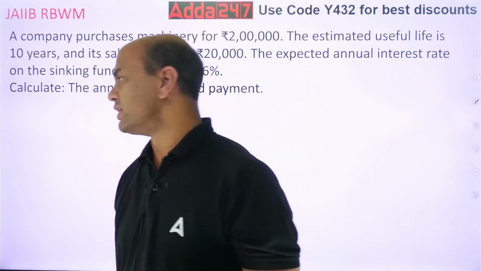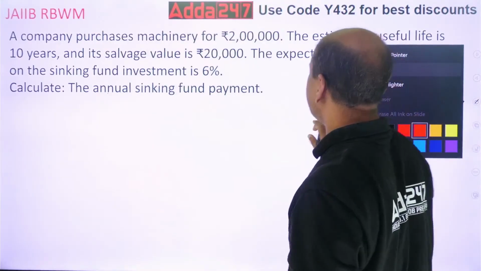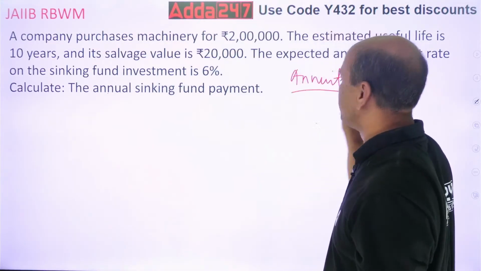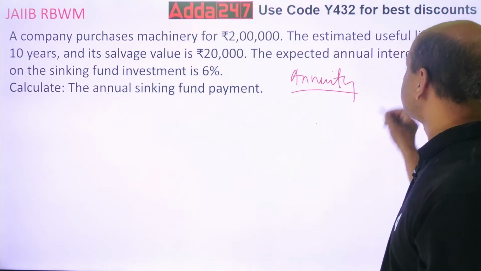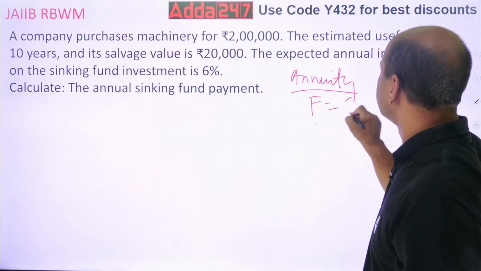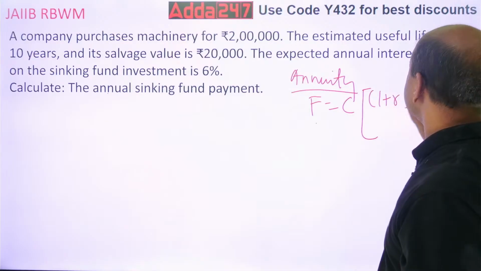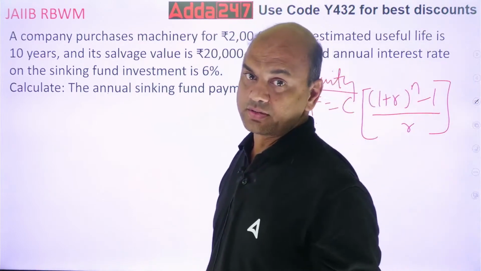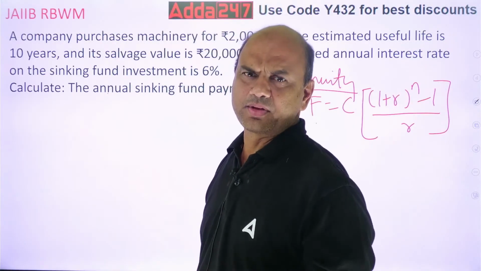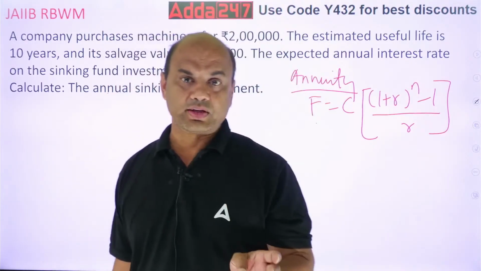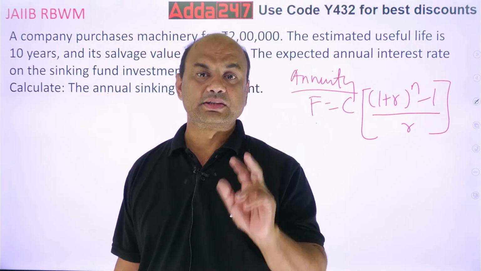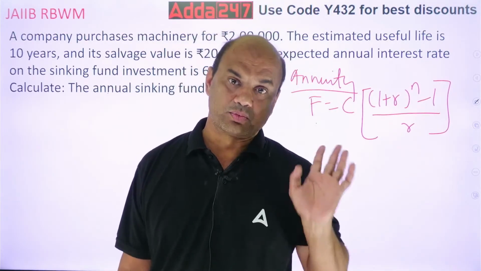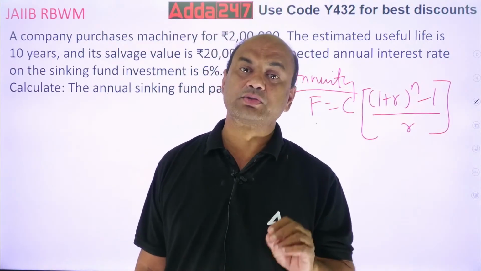Confused? Let me explain. In annuity, whenever you solve any annuity, what is the formula for annuity future value? F equals C into (1 plus R raised to N minus 1) the whole upon R. This is the formula for future value of annuity. Everyone knows this. I have taken it many times. Future value, present value and EMI: these three formulas should be by heart for you. Future value of ordinary annuity, future value of annuity due. All these formulas should be by heart.